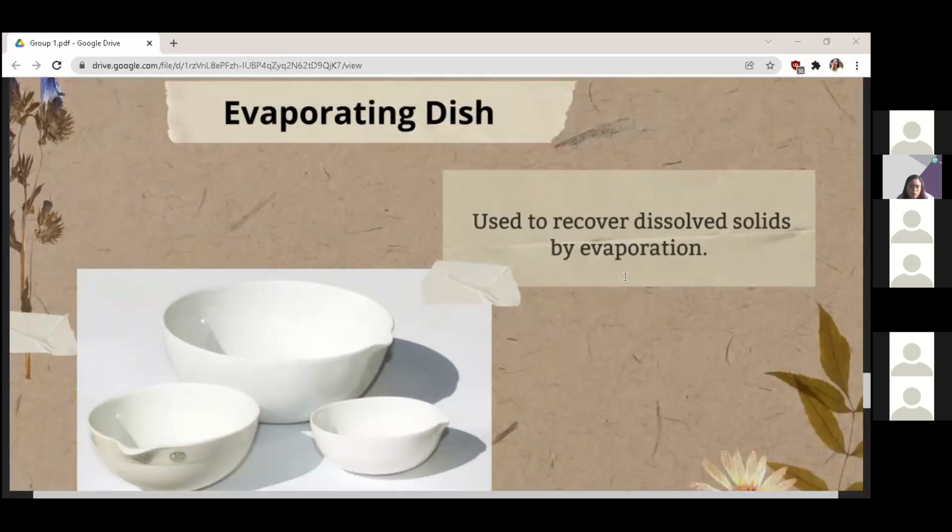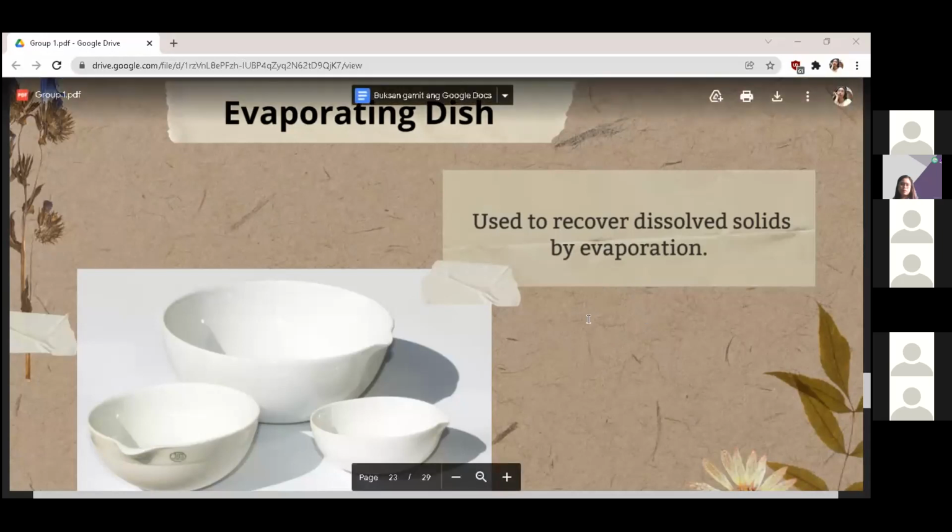Evaporating dish. Used to recover dissolved solids by evaporation. Evaporating dish is a piece of laboratory glassware used for the evaporation of solutions and supernatant liquids, and sometimes to their melting points.